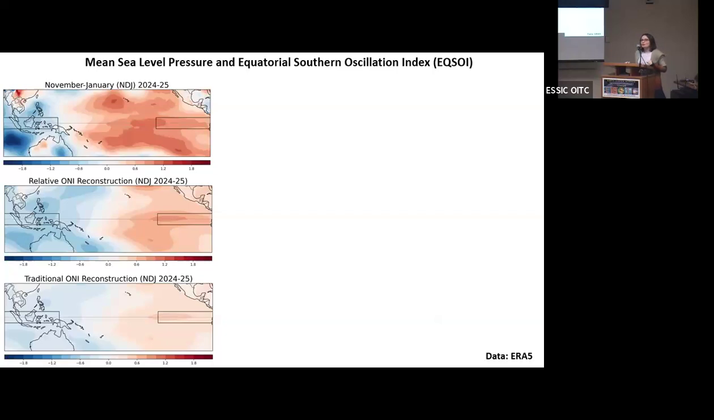All right, final two slides and then we're done. Here I'm looking at the mean sea level pressure. I'm using ERA5 data.